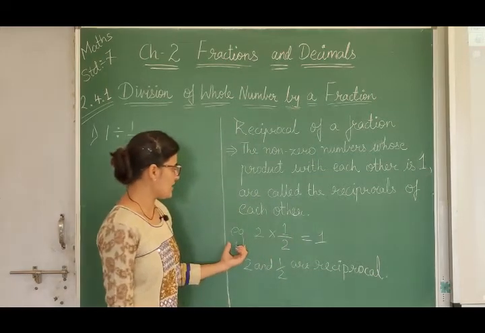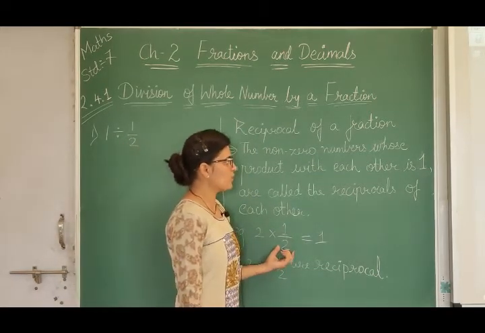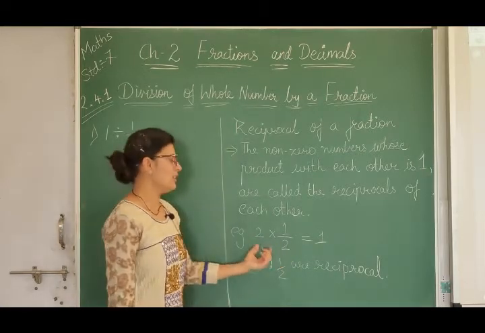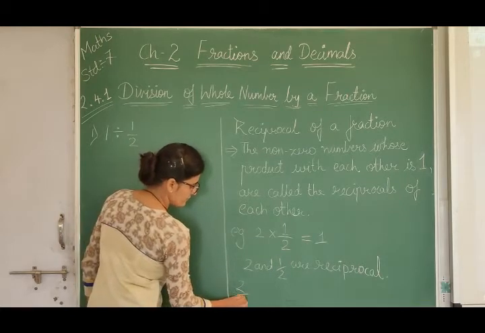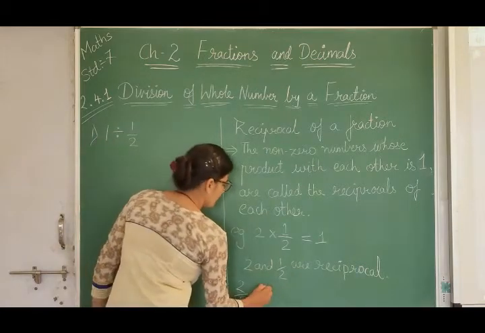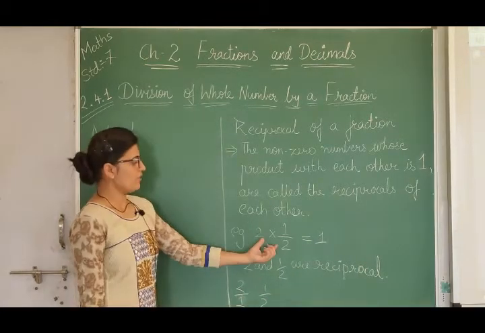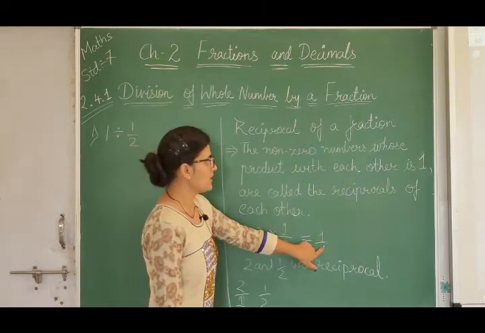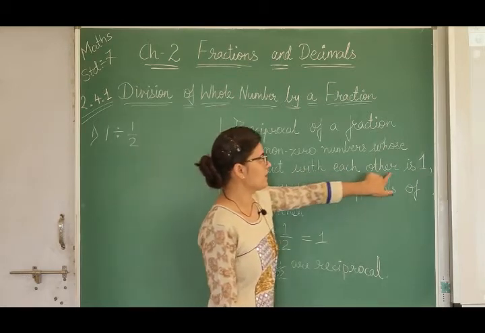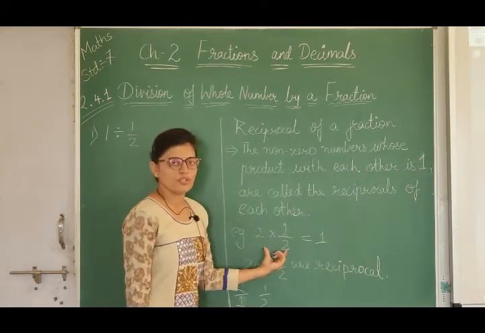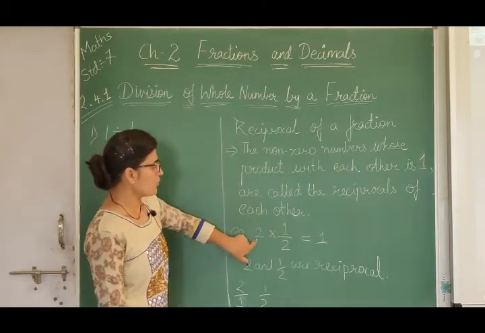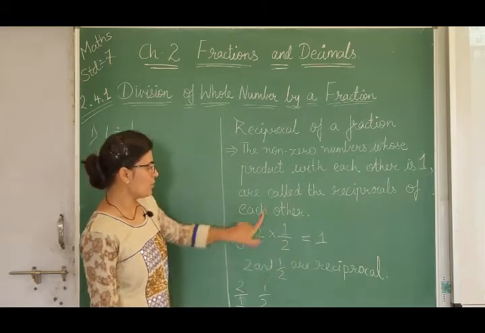Here you can see there is an example: 2 multiply 1 by 2. So here you can see 2, and the other thing, I have reversed the numerator and the denominator. 2 can be written as 2 by 1. So if I reverse numerator and denominator, I can write 1 by 2. So same it is over here, 2 multiply 1 by 2, the answer is 1. Here you can see the non-zero numbers whose product with each other is 1. You can see these two are non-zero numbers and their product is 1. So the reciprocal of 2 is 1 by 2 and reciprocal of 1 by 2 is 2.